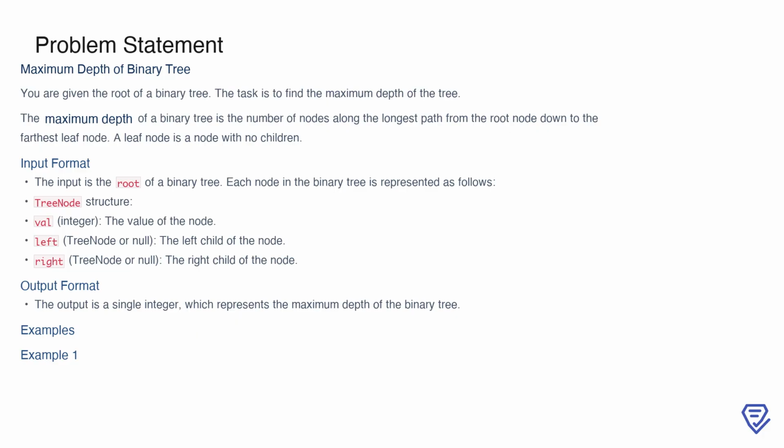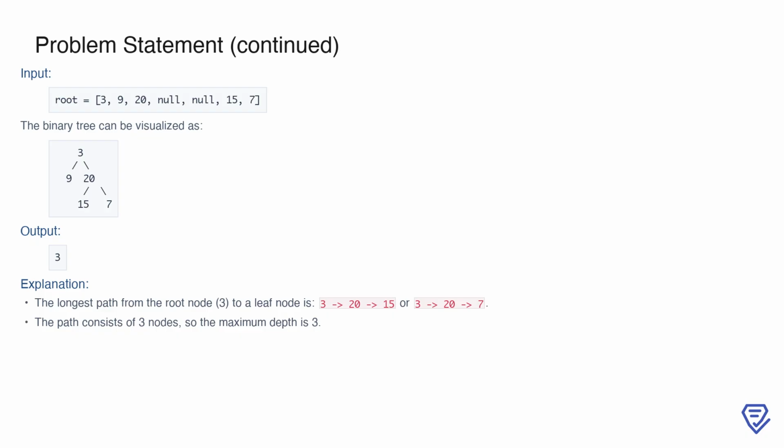Let's look at some examples to make this more concrete. In the first example, the input binary tree is represented as 3, 9, 20, null, null, 15, 7. When visualized, the tree structure looks like this. The root node has the value 3, with two children, 9 on the left and 20 on the right. The node 20 further has two children, 15 on the left and 7 on the right.